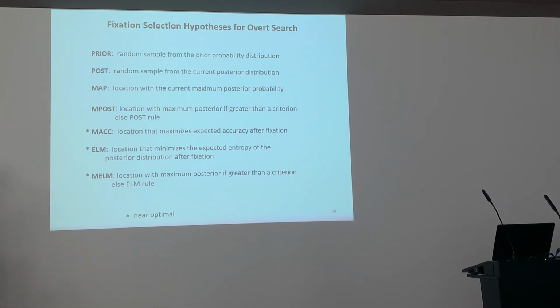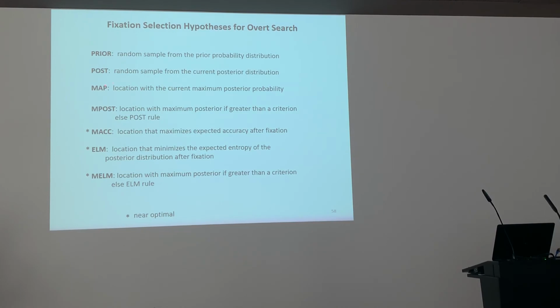What we have done is consider lots of different possible hypotheses for what humans might do. The dumbest thing you could do is just randomly select from whatever your prior is about where the target might be. Or you could take the posterior you currently have, the posterior probability about where the target might be, and randomly pick from that distribution.